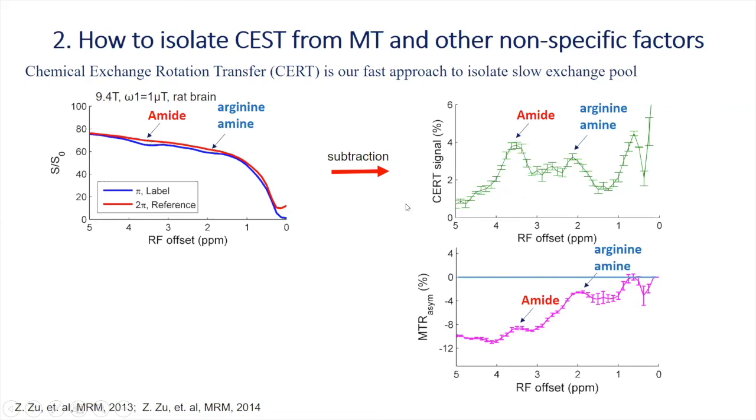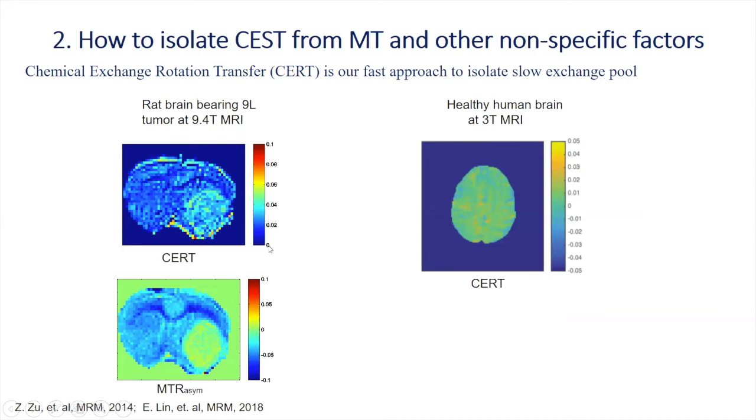So it's very fast. So here is our experiment on rat brain bearing a tumor. So here's a third map. This is a conventional MTR-asym map. So here you can find that in the normal tissue, the value is negative. So this can only provide the weighted signal.